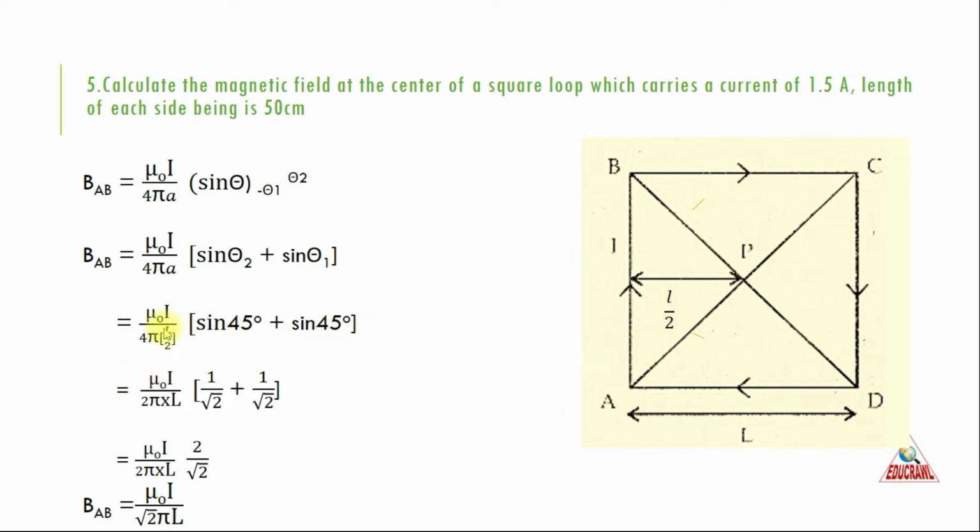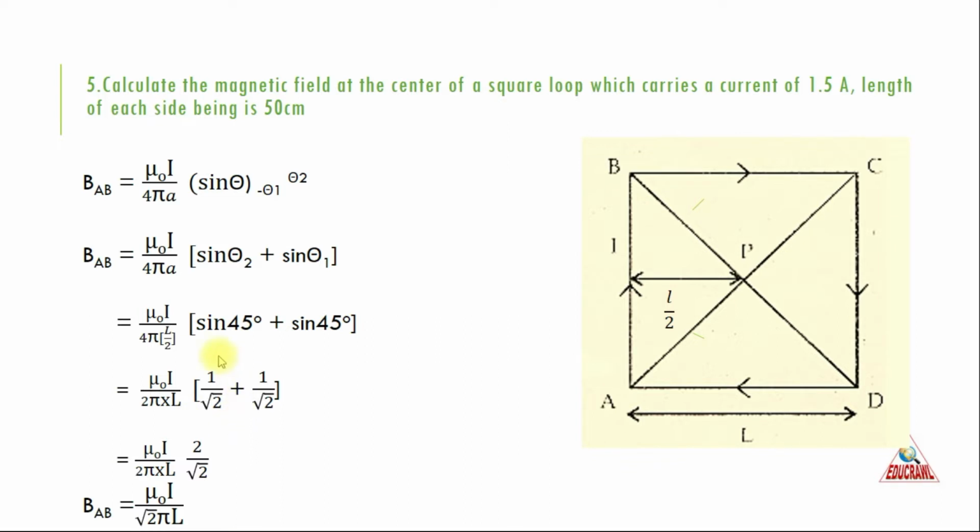So substituting that, we get mu naught I by 4 pi a. The value of a is the distance between the point we have chosen and the wire. If you see the diagram, the total length is L and the point P is situated at a distance L by 2 from the wire. So the value of a is substituted as L by 2. Sine 45 is 1 by root 2. So 1 by root 2 plus 1 by root 2, into mu naught I by 2 pi L. Here we cancelled the 4 pi and L by 2, the 4 in the numerator and 2 in the denominator. So we got this expression.